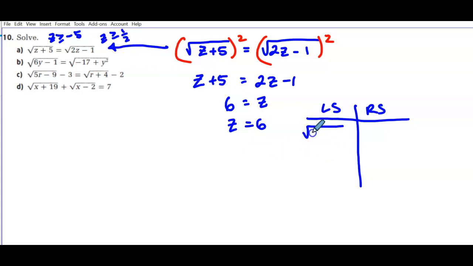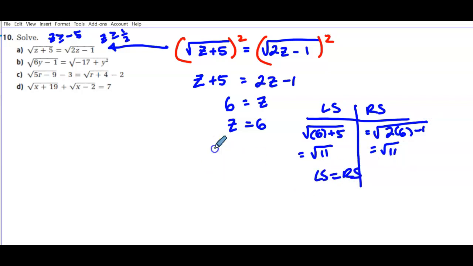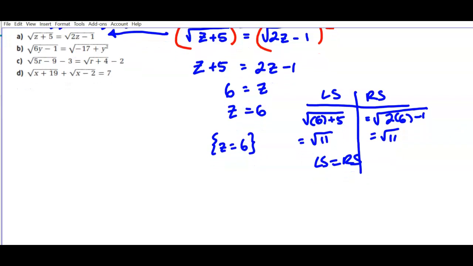So the left side, substitute 6 in, so you get root 11. The right side, substitute 6 in, and you get root 11. So the left side equals the right side. So z equals 6 is the solution to that equation.